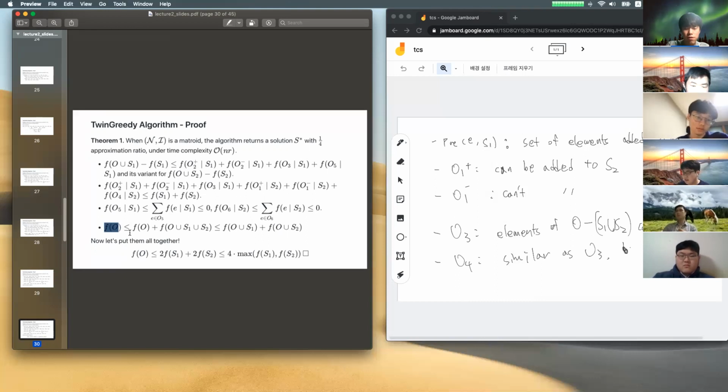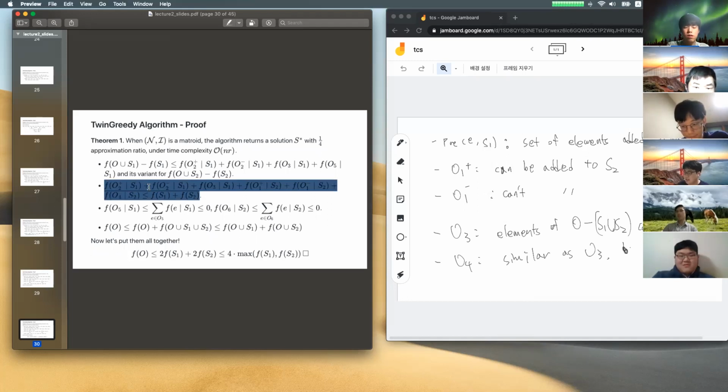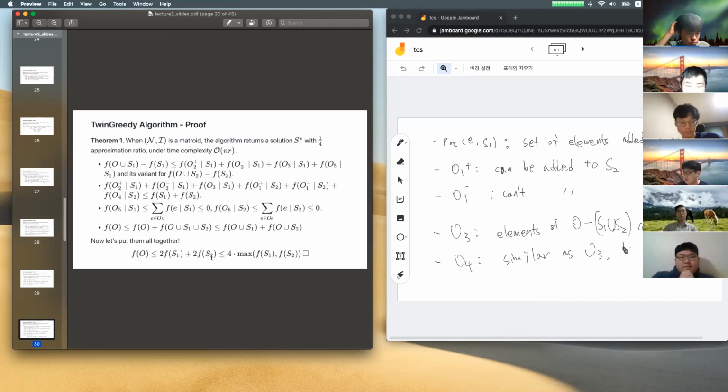FO is from this. We have this, and we use this and this, moving S1 and S2 to the right hand side and applying this, then we get 2FS1 plus 2FS2, and FS1 plus FS2 is less or equal to 2 times the maximum of them. So finally we get this thing.